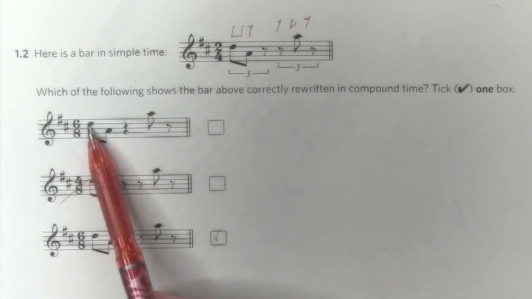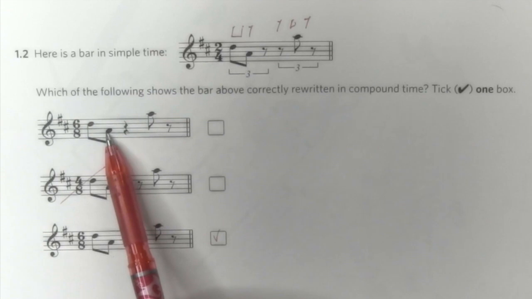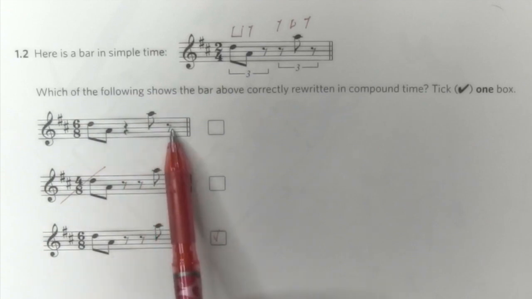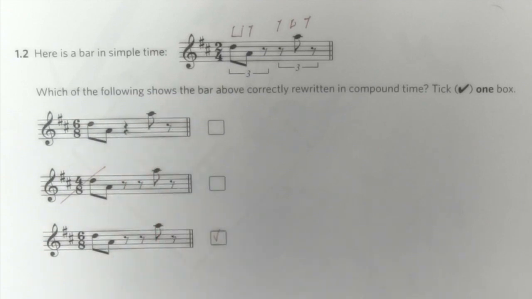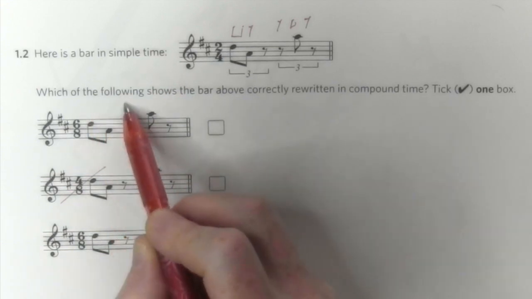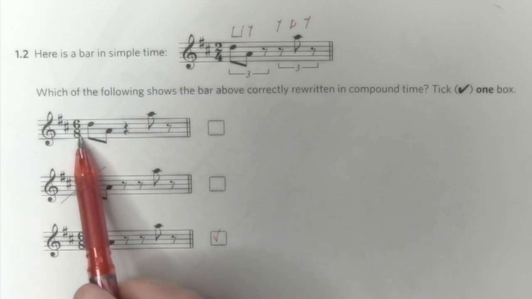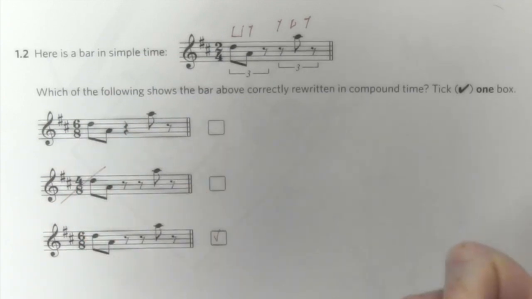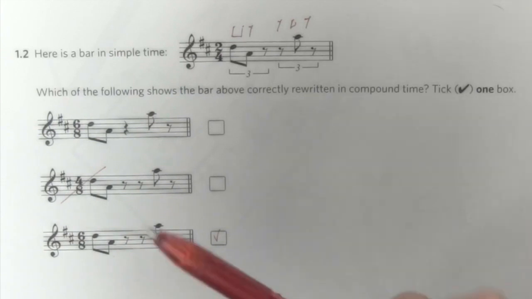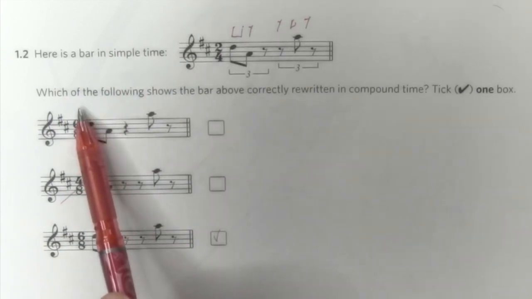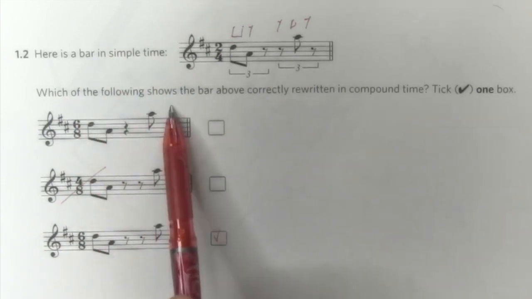If we look at this option, here we have 1, 2, 3, 4, 5, 6 quavers, but they are grouped in 2. And this is incorrect. We don't have 1, 2, 1, 2, 1, 2. But in 6/8, the compound time again has three subdivisions in each movement. So we have two groups of three. 1, 2, 3, 1, 2, 3.